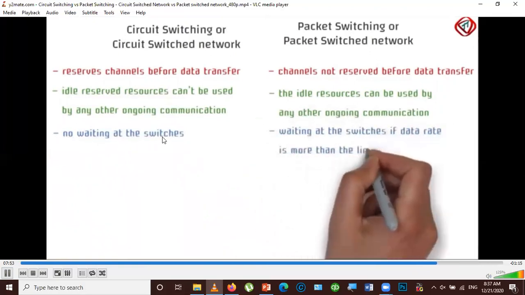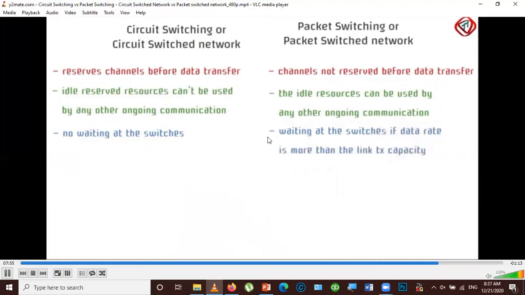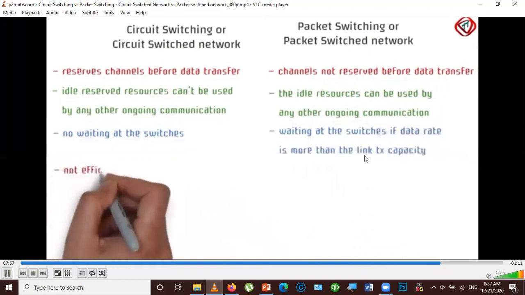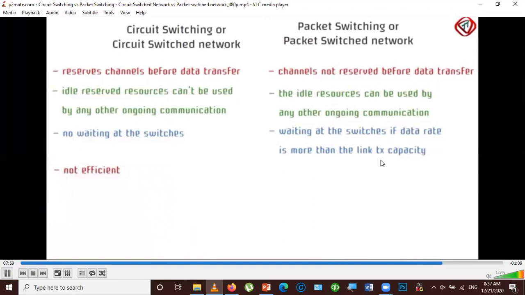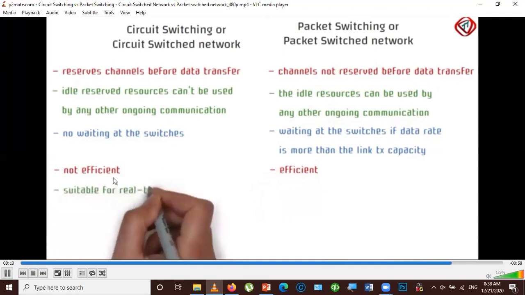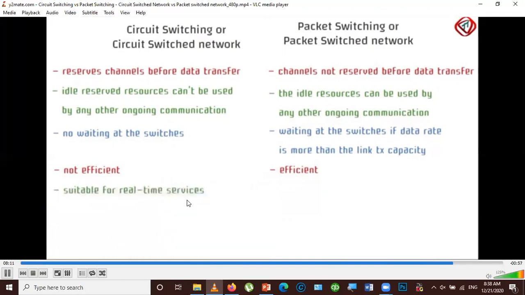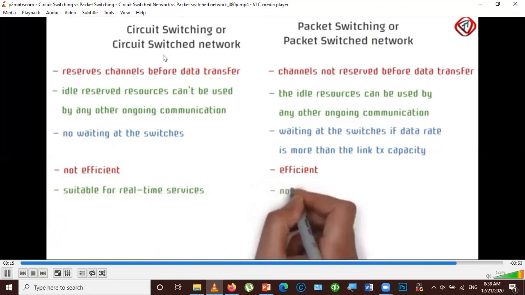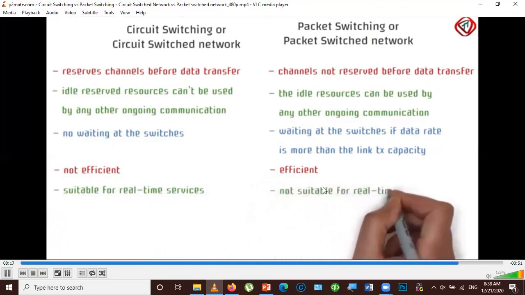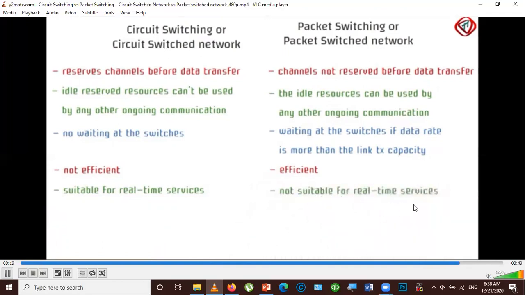In circuit switching there is no waiting at the switches. In packet switching there is waiting at the switches if the data rate is more than the link's throughput capacity. Circuit switching is not efficient, and packet switching is efficient. Circuit switching is suitable for real-time services, just like a telephone call.